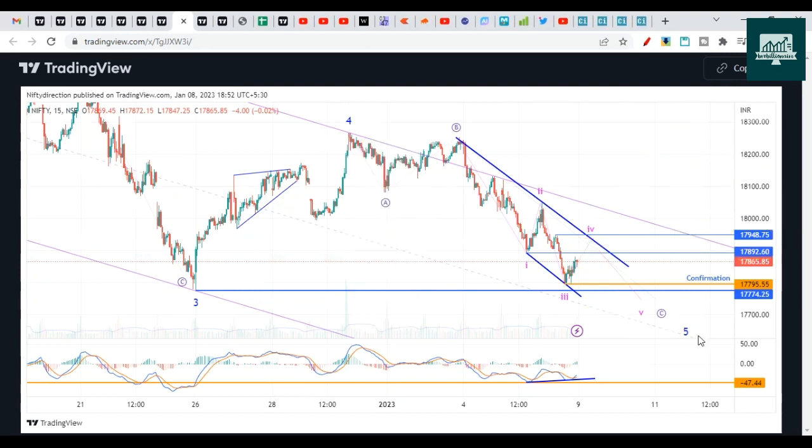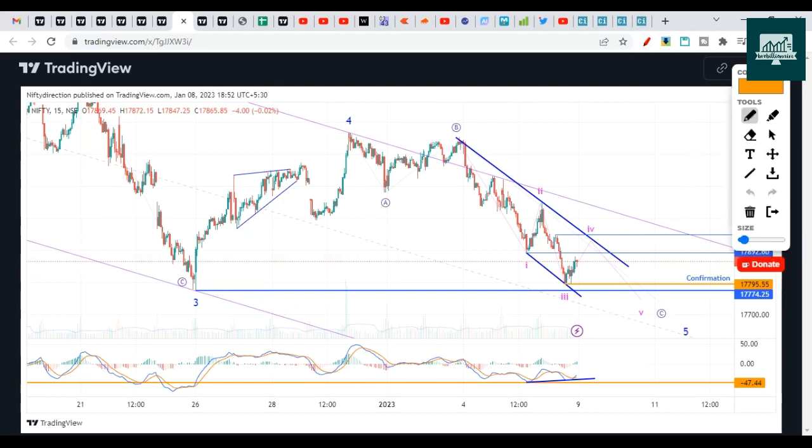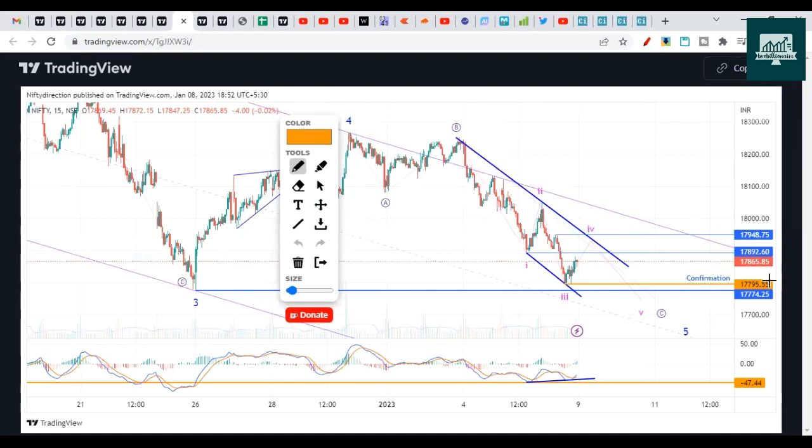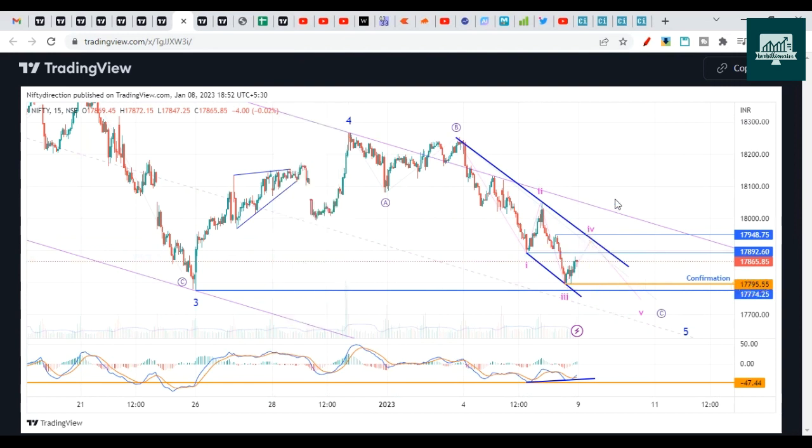So this is one case, and the best confirmation for this case to happen is a break of 17,795. This was the low registered on Friday. So a break of this will give the proper confirmation. But as I said, there are intermediate levels as well that you can watch out for.